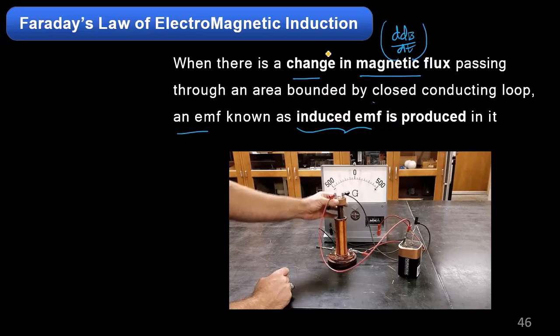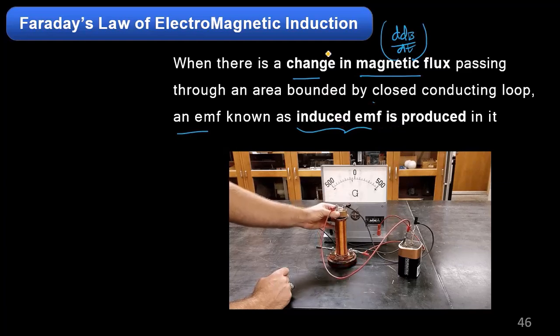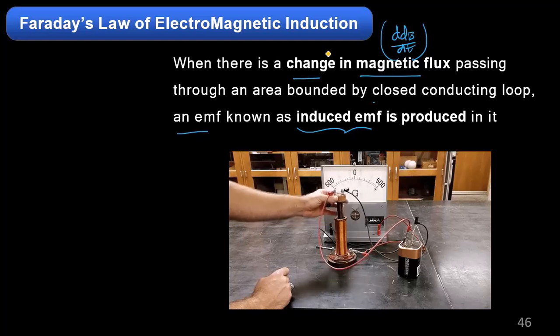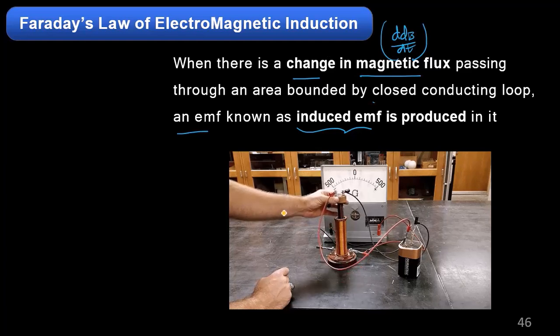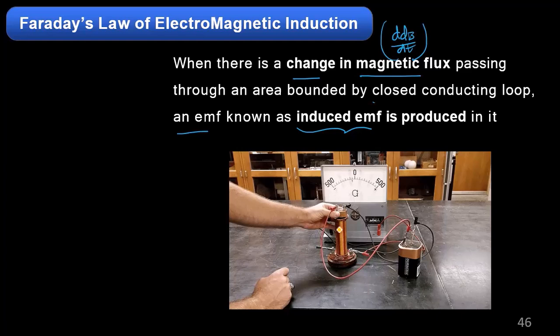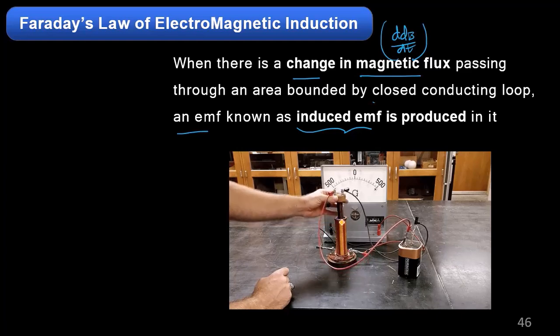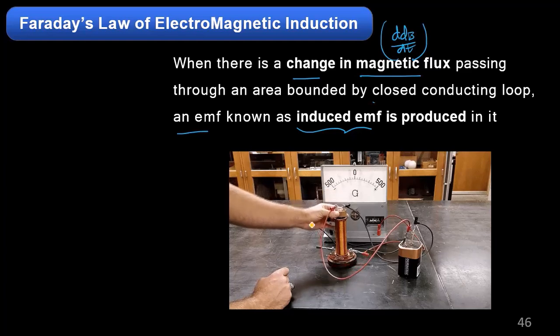The induced EMF is produced only due to the change in the magnetic flux. If there is no change in magnetic flux, then there is no induced EMF. In this setup, as I move the copper wire inside this tube, gradually moving the wire up and down, I am creating a change in flux.